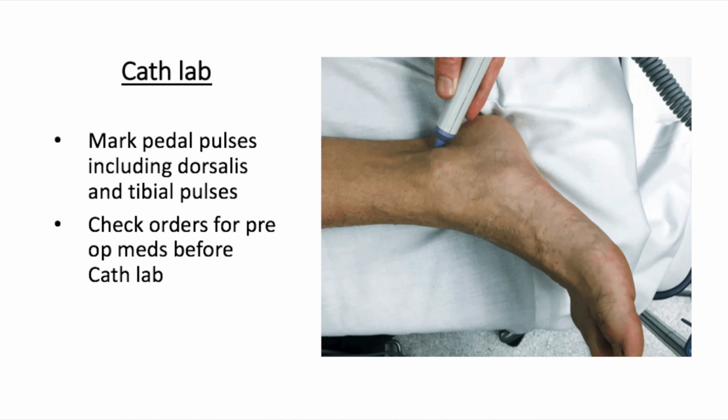The next tip is some MDs may require or order pre-op meds to be given, such as a preloading dose of Brilinta or Plavix or aspirin. So check your orders. If they're missing for cath lab, page the doc, so that way it's clear and you've documented that. Moving on to medications.